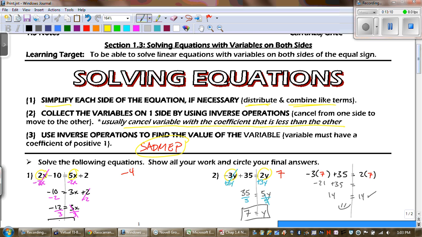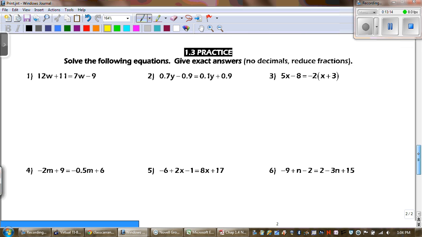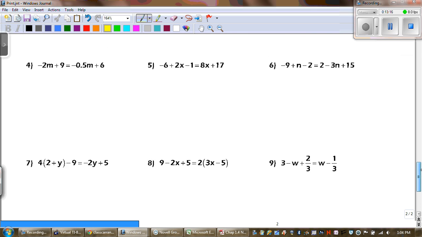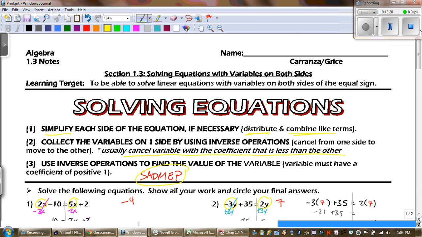Now, your homework is the bottom of the page, practice 1.3, and those are all right there, okay? If you have any questions, please come find Mr. Carranza or myself. Otherwise, that's it for Algebra 1, Unit 1.3 Notes, Day 1. Thanks for watching.